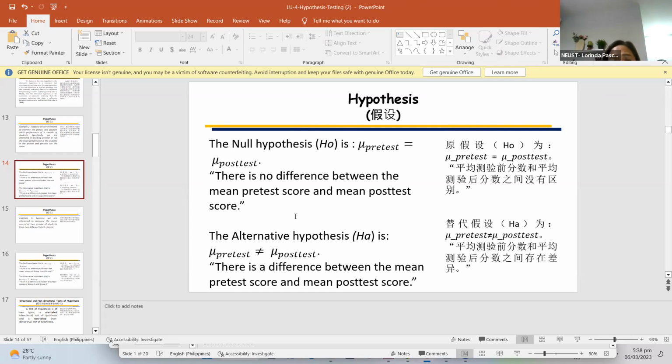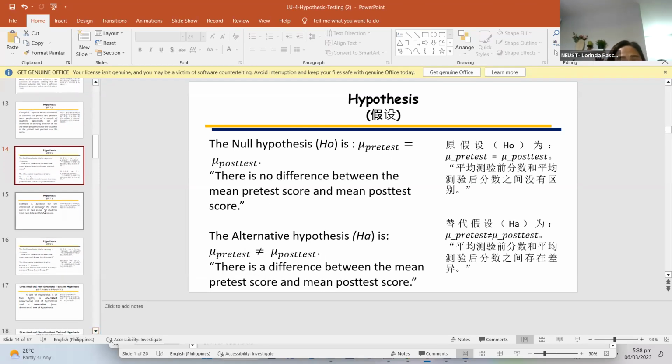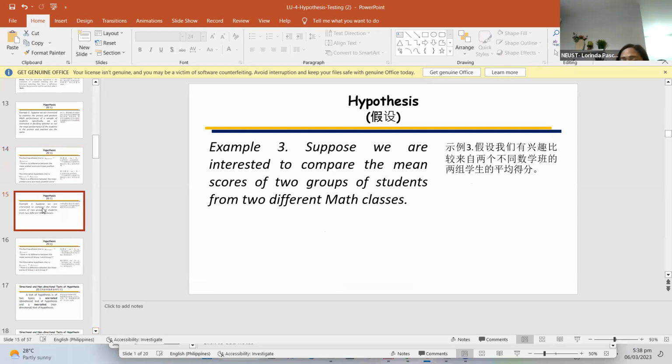So based on this problem, how do we state the alternative hypothesis? So the alternative hypothesis can be stated as the mean pre-test is not equal to the mean post-test. So if they are not equal, ano ibig sabihin? There is a difference. So there is a difference between the mean pre-test score and the mean post-test score. So that is how you state the null and the alternative hypothesis. May isang example pa tayo.